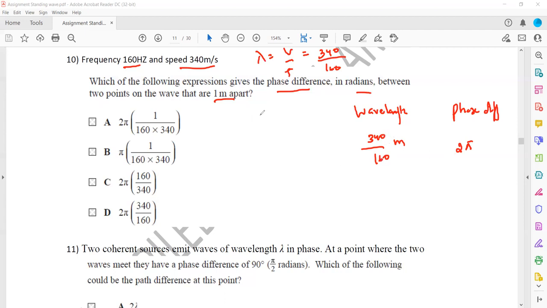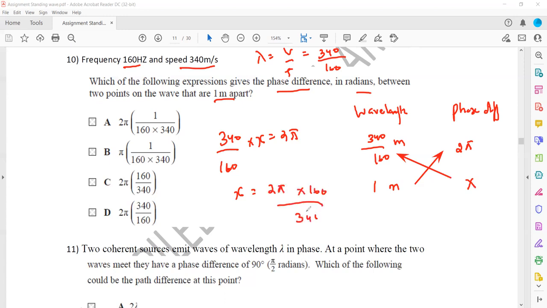It's 2 pi radian. If we have 1 meter apart, it will be x radian. So we cross multiply. So 340 divided by 160 into x is equal to 2 pi, or x is equal to 2 pi multiplied by 160 divided by 340. So C will be the right answer. Is it clear, this one? Question 10.